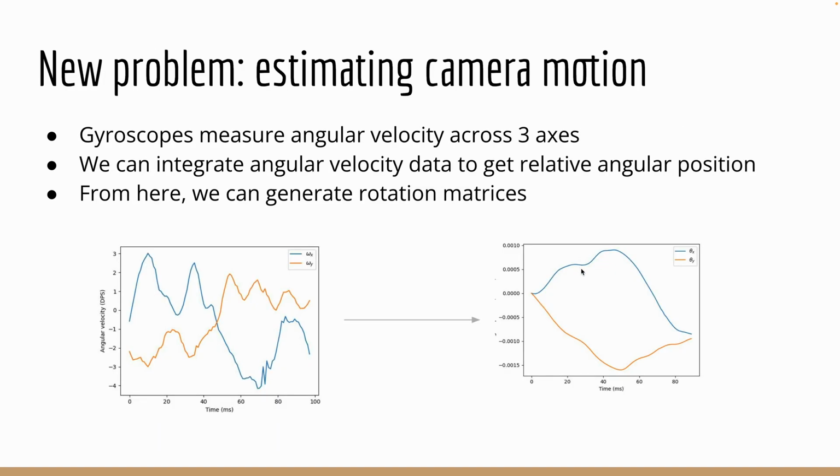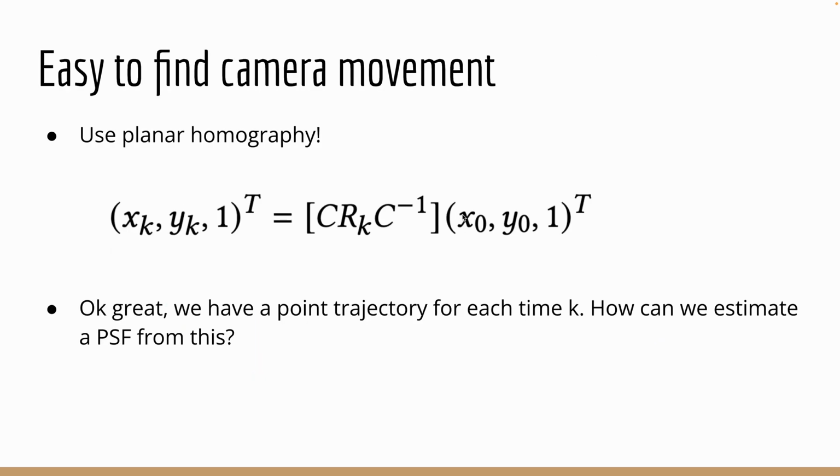Now we have a new problem. We have the gyroscope data, and we know that gyroscopes measure angular velocity, so we can integrate this angular velocity data in order to get the relative angular position, and then from here we can generate rotation matrices. So now that we have rotation matrices, it becomes a lot easier to find the camera movement. And we can do this by using planar homography.